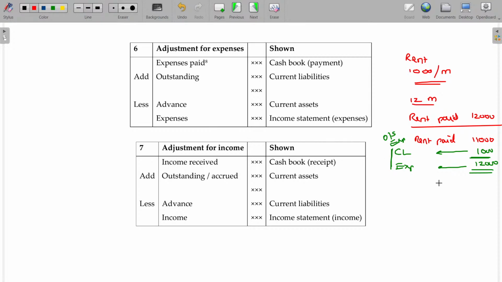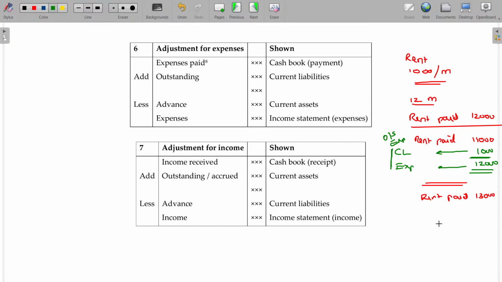Next. If the rent paid being 13,000 rupees, how much do you have to pay? Only 12,000, but you have paid 13,000 rupees. You paid additionally, which means next period you need not pay. The rent for the next period is paid this month itself. That's called rent paid in advance.